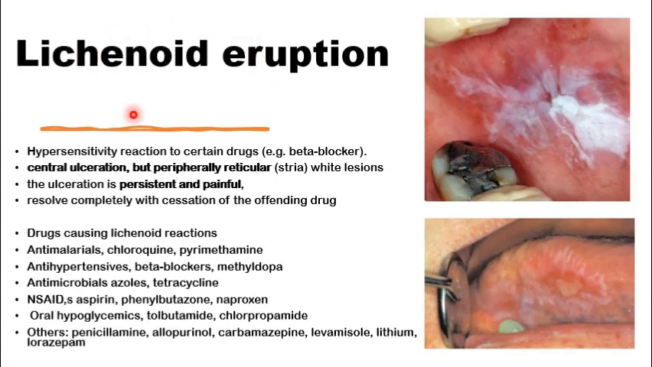Lichenoid eruption is an example of a hypersensitivity reaction to certain medications. Here, the agent was a beta blocker that caused a central necrosis, with peripheral reticular white striae coming out from the central necrosis. The ulcer would be painful, but it would resolve completely after stopping the medication. The medications that can cause oral ulceration in the form of lichenoid eruption include antimalarial drugs, antihypertensives, beta blockers, antimicrobials like tetracycline, non-steroidal anti-inflammatory drugs, aspirin and naproxen, oral hypoglycemics, and other drugs including, for example, lithium and lorazepam.